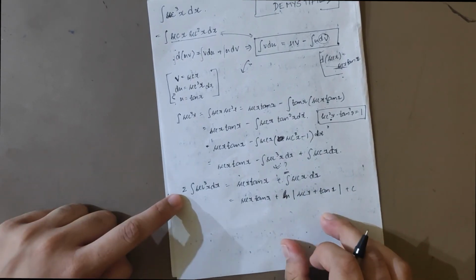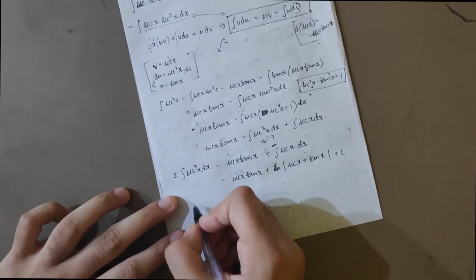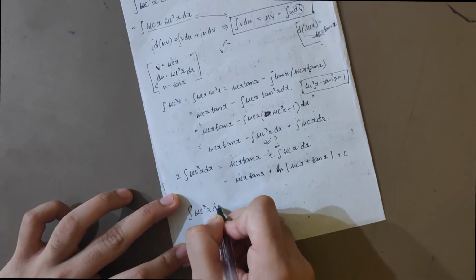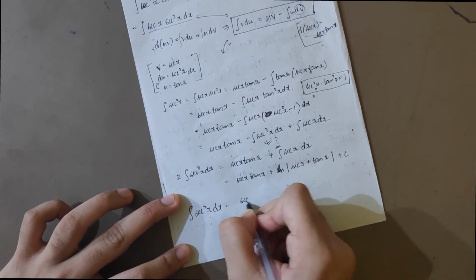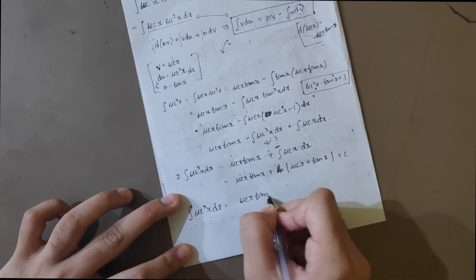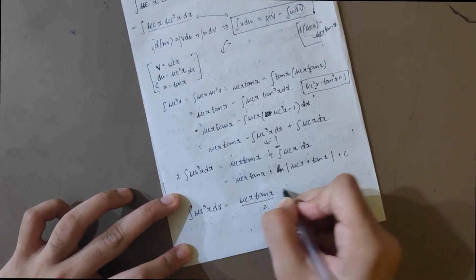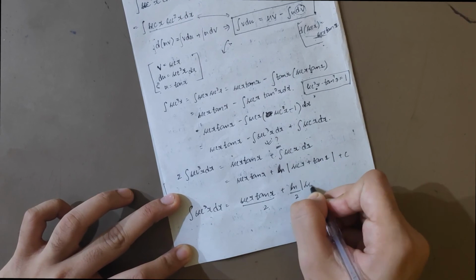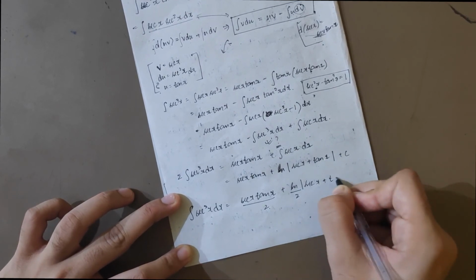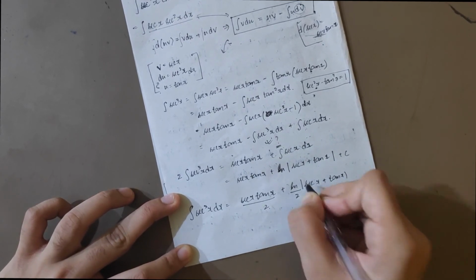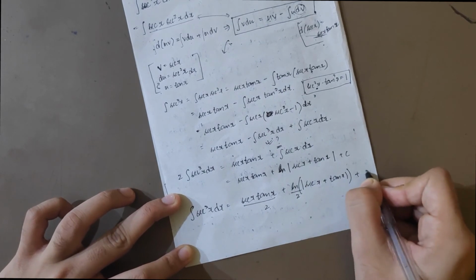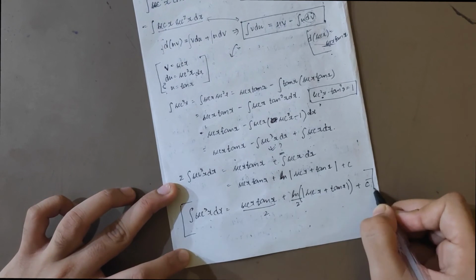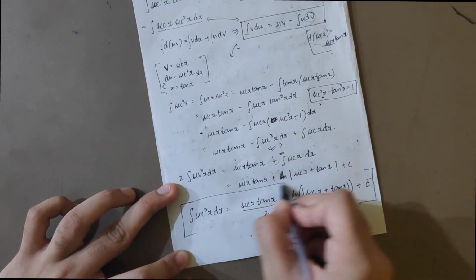Now that was 2 times integral of secant cubed x. Finally, we have integral secant cubed x dx is equal to secant x tan x by 2 plus ln by 2 mod of secant x plus tan x plus c dash. This is what we have been looking to solve in the beginning, and we are done.